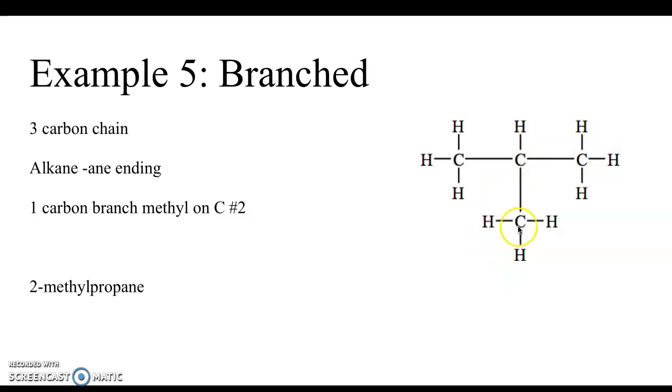Branches get named by the number of carbons in them, so this has 1 carbon, so it's "meth", and they get a "-yl" ending for methyl. The name of the side chain goes in front of the main chain, so this ends up being 2-methylpropane. Propane for our 3-carbon chain, methyl for our branch, and it's on carbon number 2.